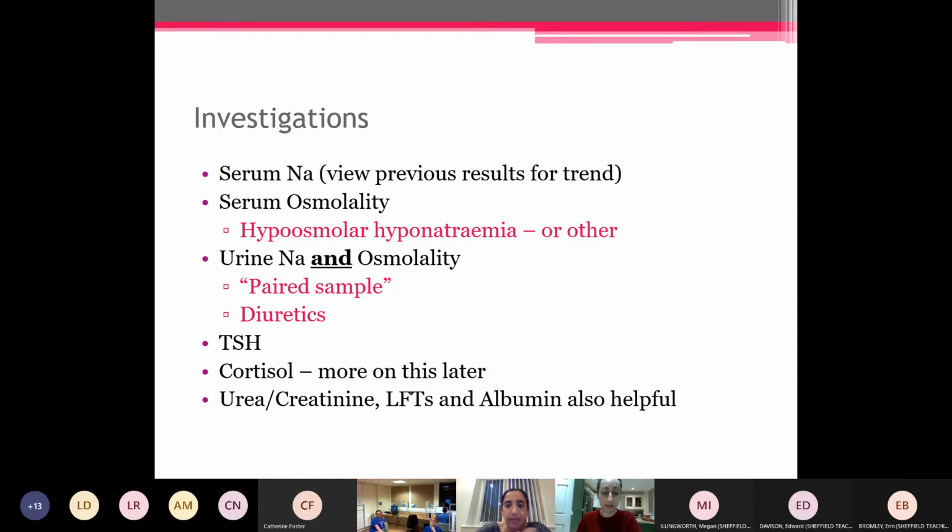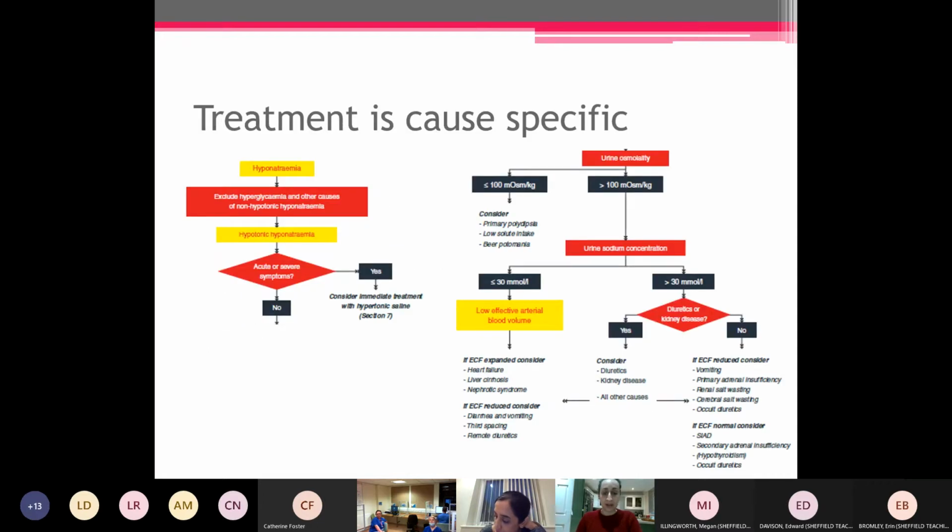So I find those quite helpful. I don't know if you can see my arrow. Basically it comes down this side and then it jumps up here because I could only fit it that way. And this is from the European Endocrine Society guidelines for hyponatremia. I'm not going to go through all of it because it is quite a busy slide.